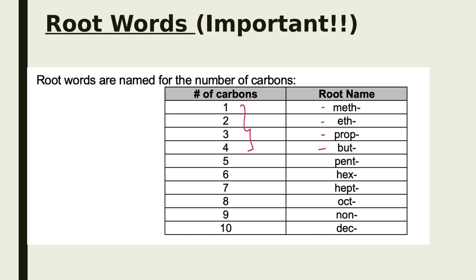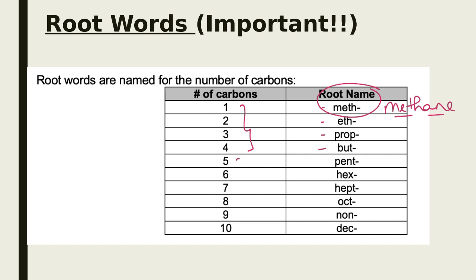I'm going to give you an example of a root name with a suffix. A 1 carbon alkane is called methane. You've heard of that word. We have methane in our classroom. It's in the natural gas. And now you'll understand why it's called that. Ane means single bonds. Meth is the root word for 1 carbon.